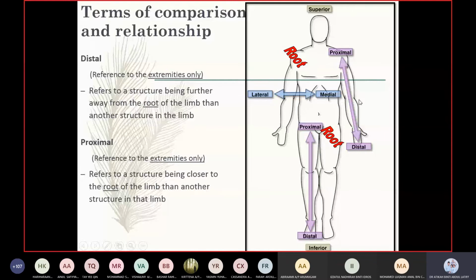For example, if you have two injuries, one here and one here, you would refer to injury number 2 as being more distal to injury number 3 because it is further away from the root. Or if the fracture is here and the wound is here, you would say the wound is more proximal compared to the fracture. So these are just terms of reference to compare the relationship of two structures at the limbs.